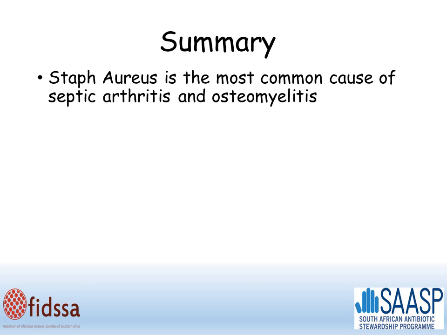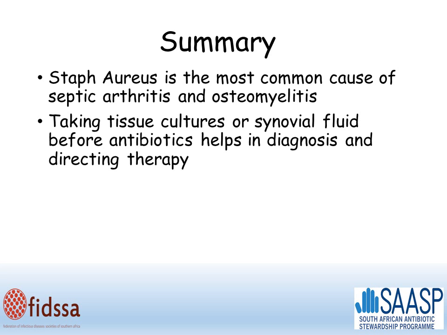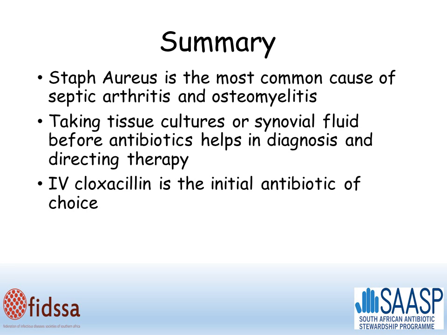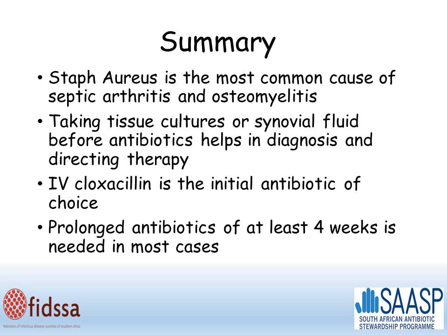So in summary, Staph aureus is the most common cause of septic arthritis and osteomyelitis. Taking tissue cultures or synovial fluid before antibiotics helps in diagnosis and in directing therapy. IV cloxacillin is the initial antibiotic of choice, and prolonged antibiotics of at least 4 weeks are needed in some cases.